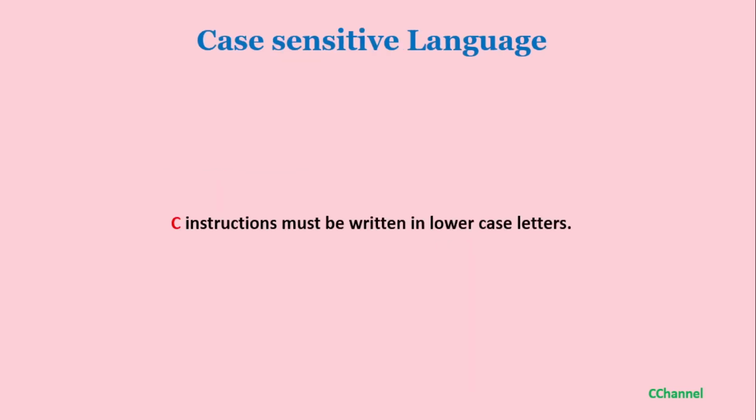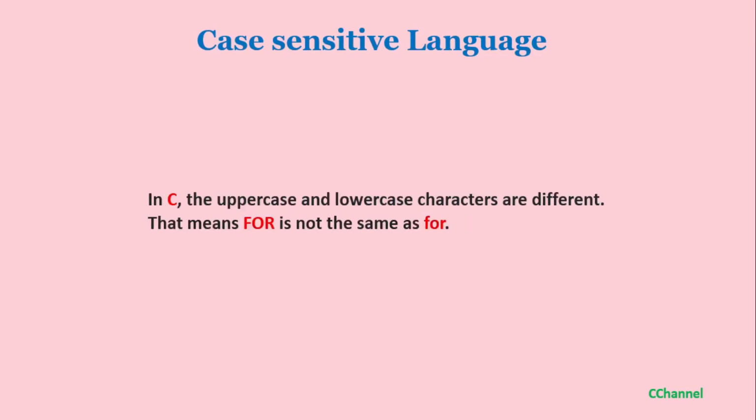C instructions must be written in lowercase letters. In C, the uppercase and lowercase characters are different. That means uppercase FOR is not the same as lowercase for.